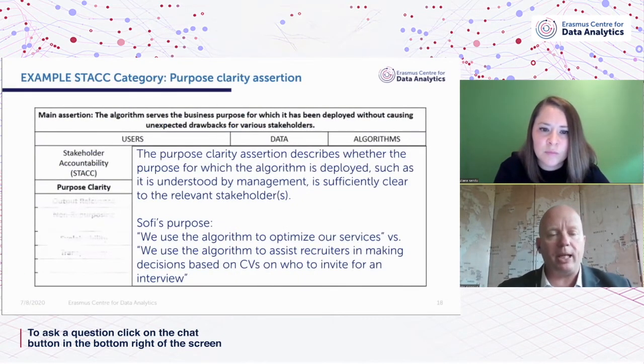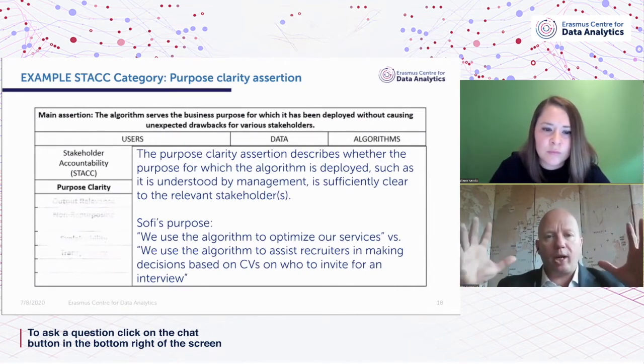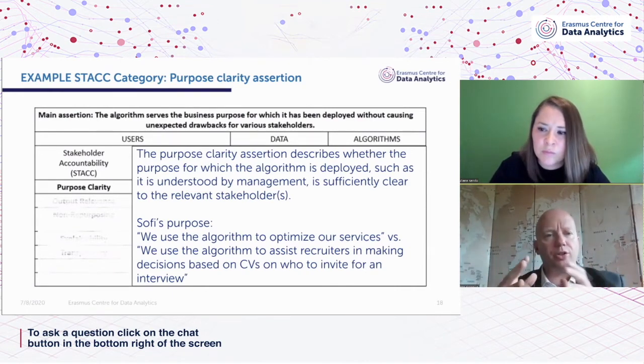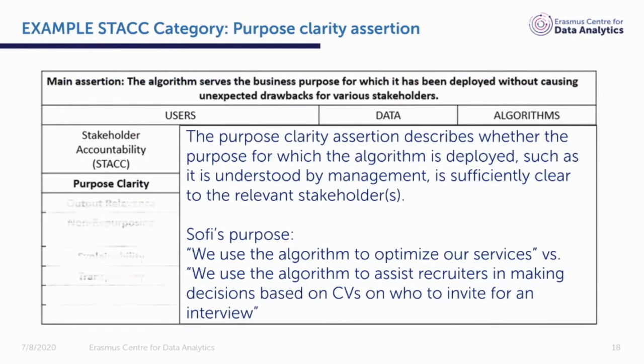As Iuliana explained, the overall framework has a number of categories. We're going to go through one assertion in each of these categories. But one of the assertions that is often forgotten, or at least walked over a bit, is the purpose clarity. What is this algorithm supposed to do? And many of the companies that we give our data to say, we use your data to improve our services.